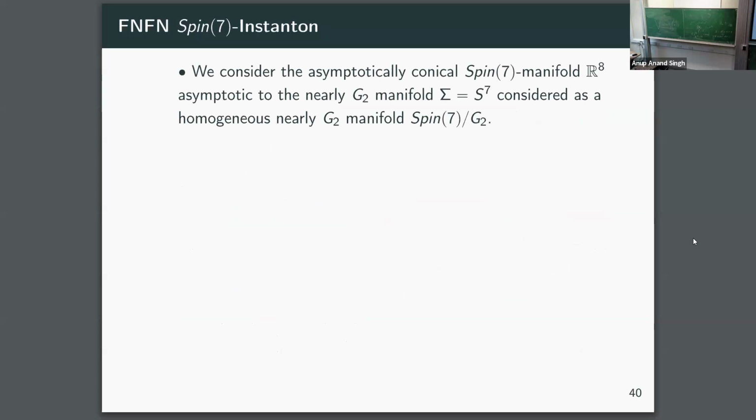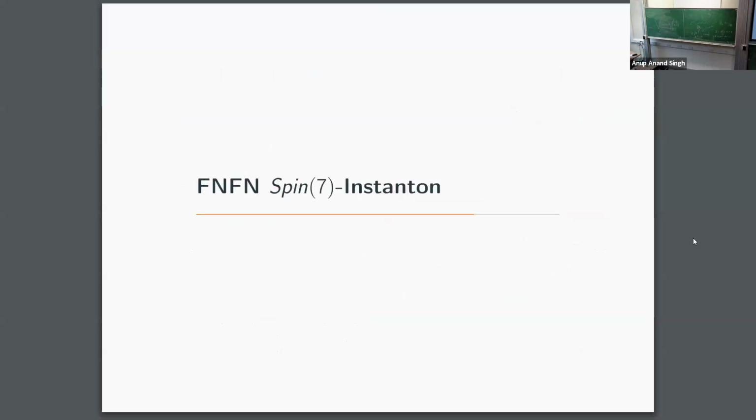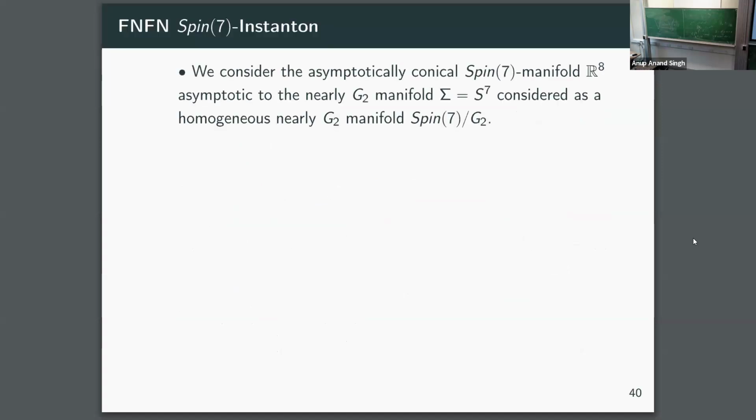So going back to my FNFN Spin(7) instanton, I want to use this setup. S^7, the cone over S^7, at a point you get R^8. And fortunately for S^7, it's a homogeneous nearly Kähler manifold. It fits my setup perfectly. The homogeneous is a bonus because then all the analysis is simpler. So I'll consider S^7 to be this homogeneous manifold Spin(7)/Z2.